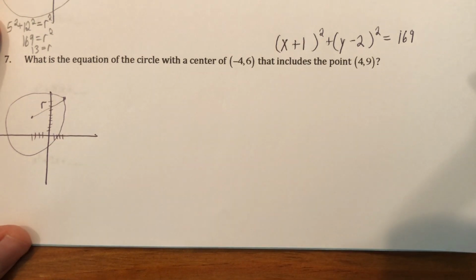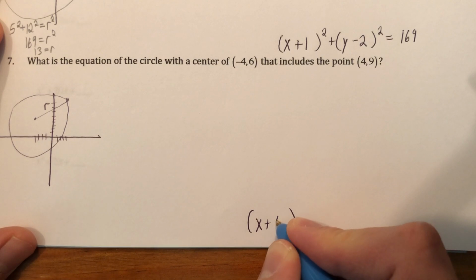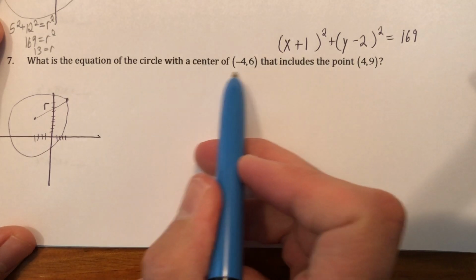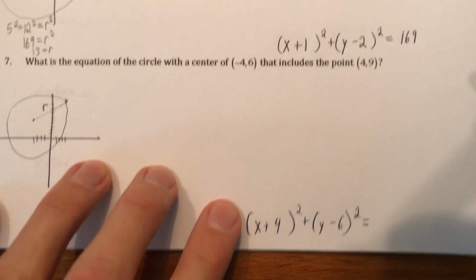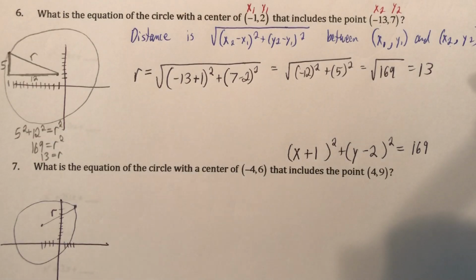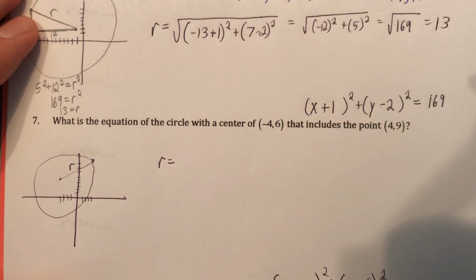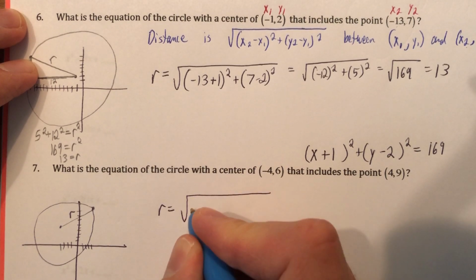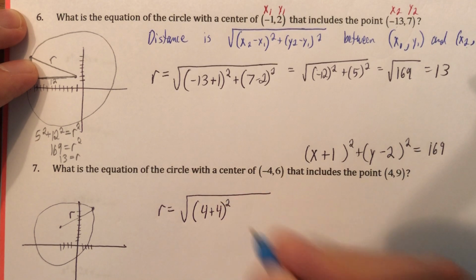The only thing I don't know is my radius. What I do know is the center. So I can use the Pythagorean theorem or not, and I'm going to not use it. I'm going to use the distance formula because sometimes it's hard to visualize. So let's go straight to a formula. The radius is the distance between these two points. So it's going to be the square root of 4 minus negative 4. 4 minus negative 4, that'd be 4 plus 4. Go ahead and put an 8 if you want to.